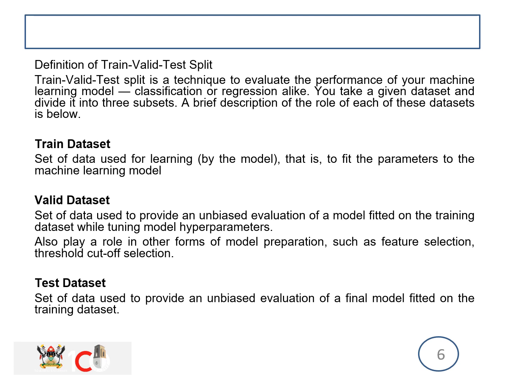We have a training data set. This is a set of data used for learning by the model, that is, to fit the parameters of the machine learning model. A validation data set is a set of data used to provide an unbiased evaluation of a model fitted on a training data set while tuning model hyperparameters. It also plays a role in other forms of model preparation, such as feature selection and threshold cutoff selection.